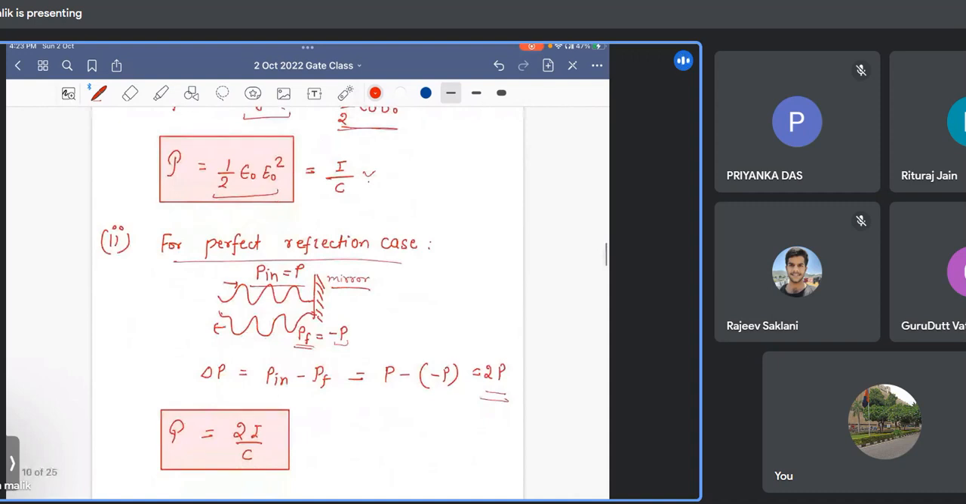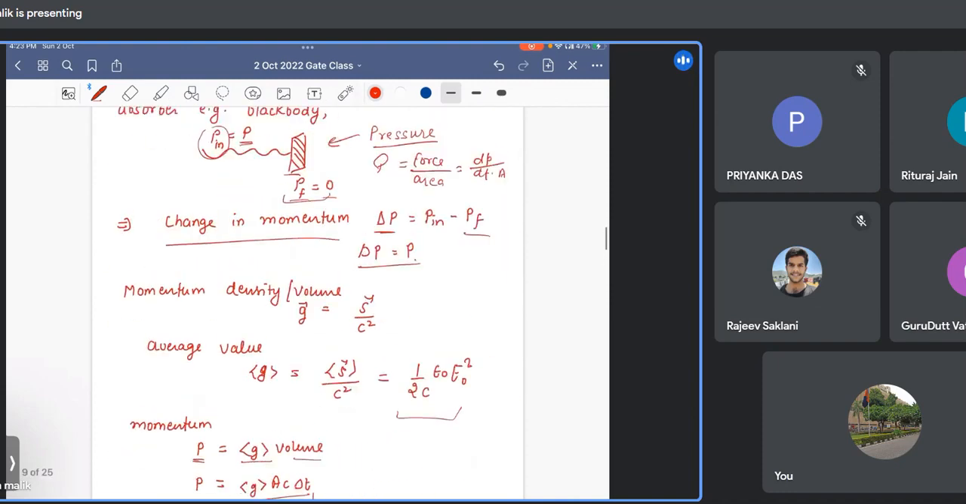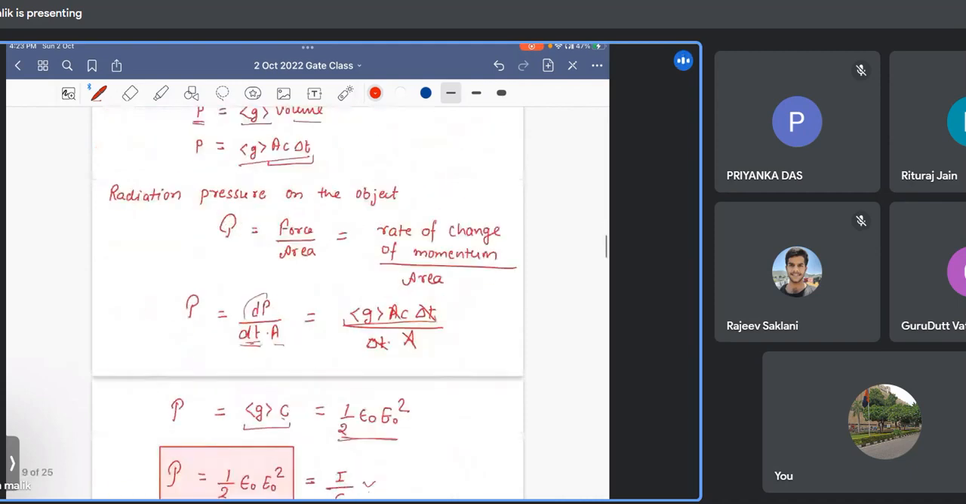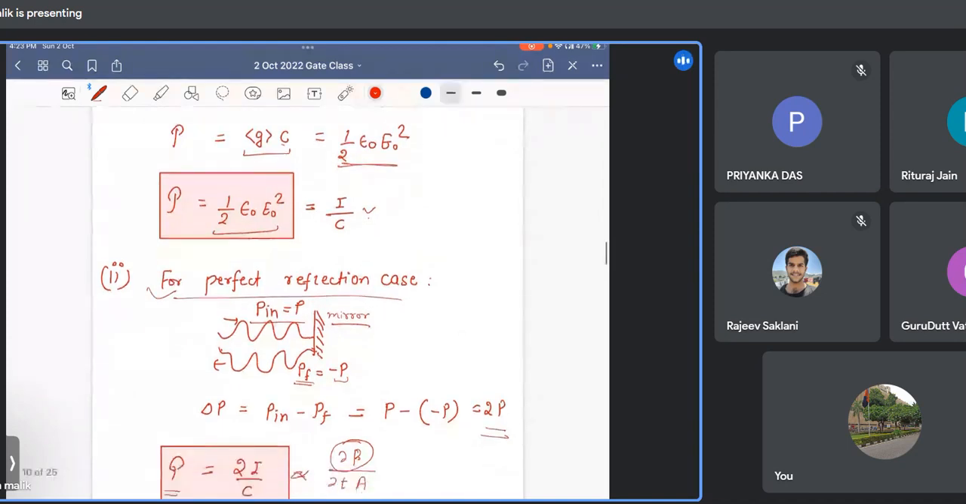So the pressure P is directly proportional to the rate of change of momentum, del P by del T into A. Our momentum gets doubled, so our pressure will get doubled. So here the pressure will become 2I by c. This is for the case of perfect reflection, and the earlier one is for perfect absorption. There might be some cases where there is a certain percent of reflection and a certain percent of absorption. We will see it next.